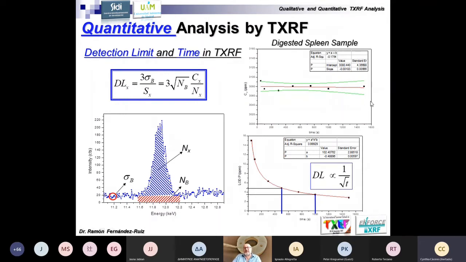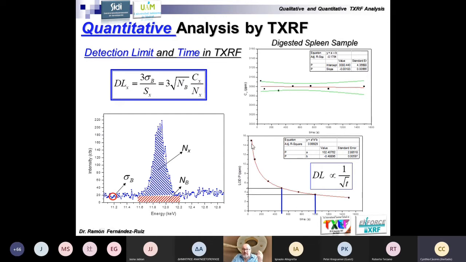At this time, you can see this experiment. This is a sample of, in particular, digested spleen, where for one element, in particular phosphorus, I have evaluated the concentration at very different times. You can see the time from 50 seconds up to 1050 seconds. The range in time is high. You can see that the nominal concentration is constant within the statistical variation in this case.